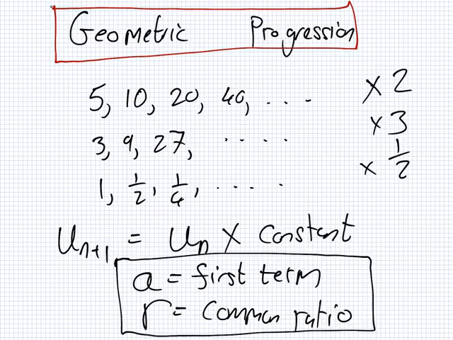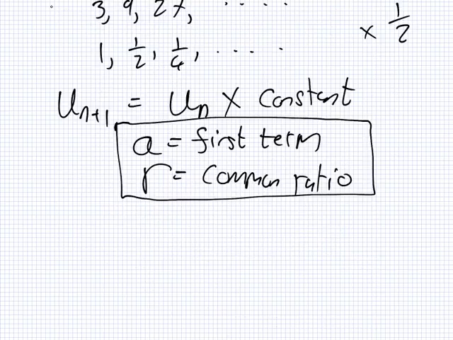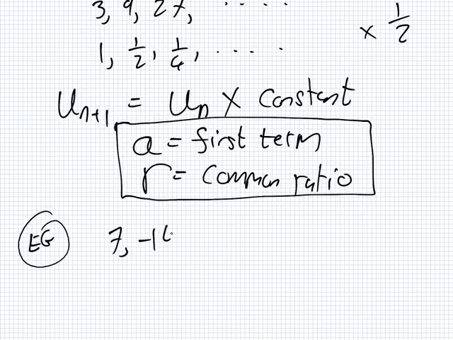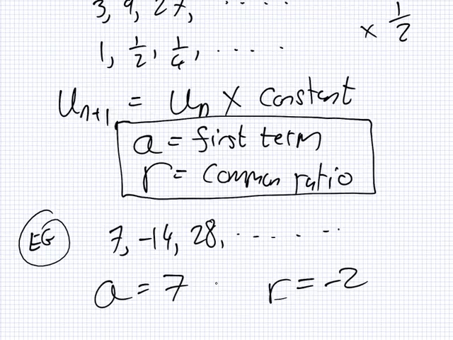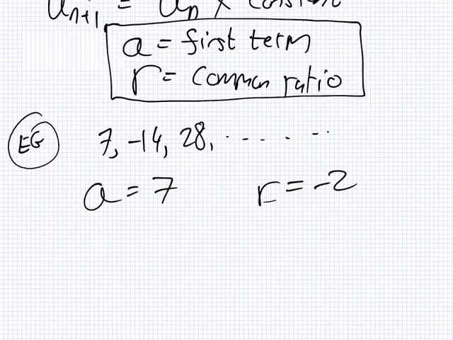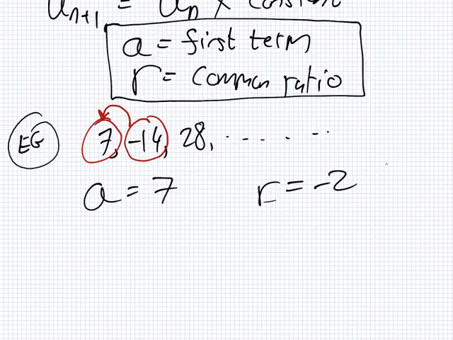Okay, let's have a look at an example. Here's a simple example. Tell me what the first term and the common ratio is. For this one, what's the first term? 7. And the common ratio? -2. If you need help getting the common ratio, you just take the second term and divide it by the first term. -14 divided by 7. That will give you the common ratio.